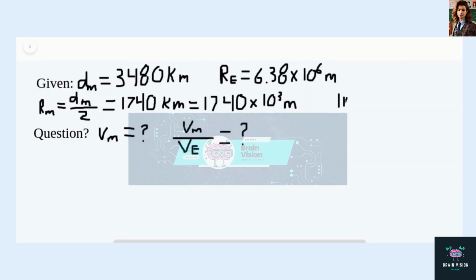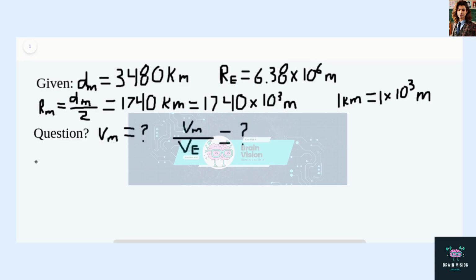That's because, and I'll write this out for visual aid, 1 kilometer is equal to 1 times 10 to the third meters. So that's how I did that conversion to get our radius of the moon written in meters. So then the question is, first, what's the volume of the moon? And then how many of those moons would you need to make up the volume of the Earth? Or essentially, what's the ratio of the volume of the moon to the volume of the Earth?